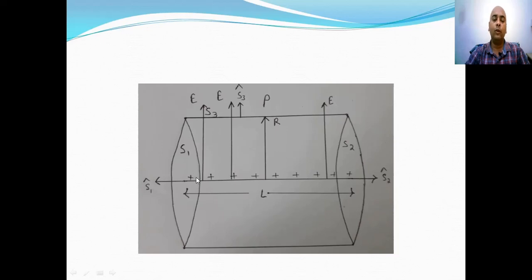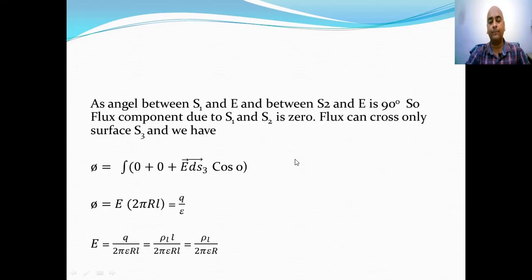So we can conclude that electrical flux only emanates from surface S3, because cos of 0 becomes 1 and cos of 90 will become 0. So the total flux will come only through surface S3, and the area of surface S3 is 2 pi RL.